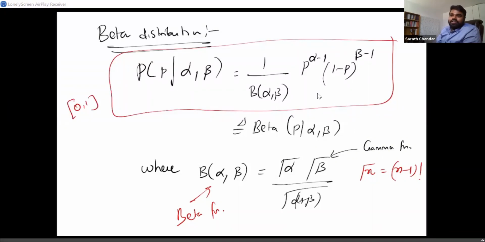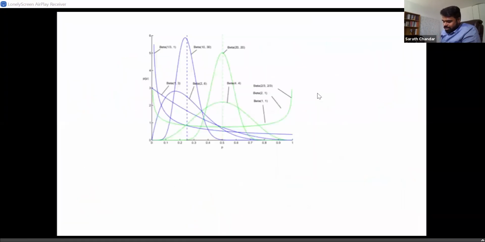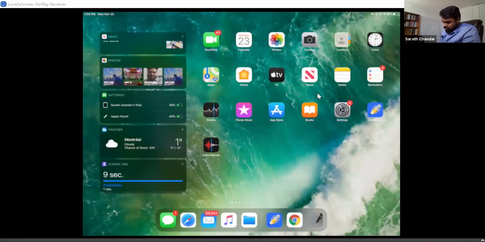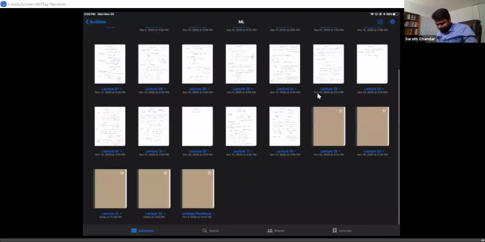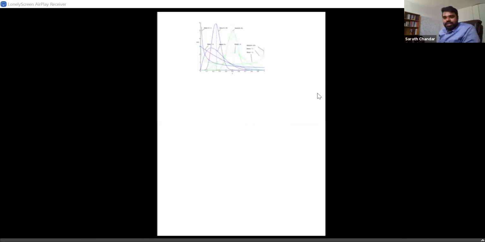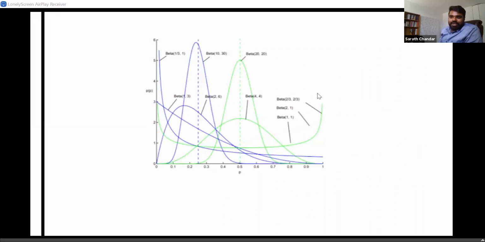Now for different values of alpha and beta, this is how the beta distribution would look. So one thing to remember is if alpha is equal to beta, then the mode of the distribution is exactly at 0.5. You can see that this is beta of 4,4.